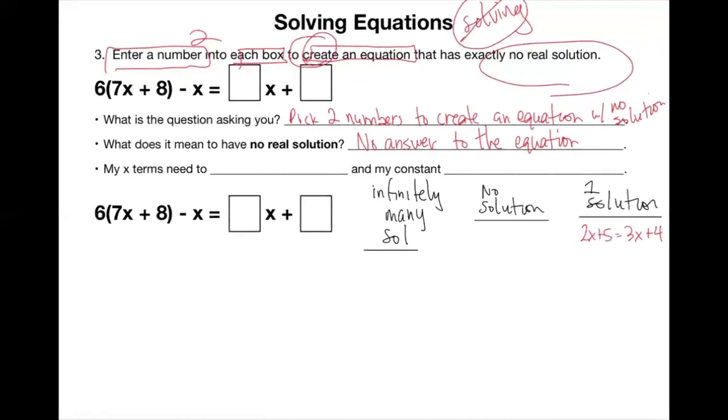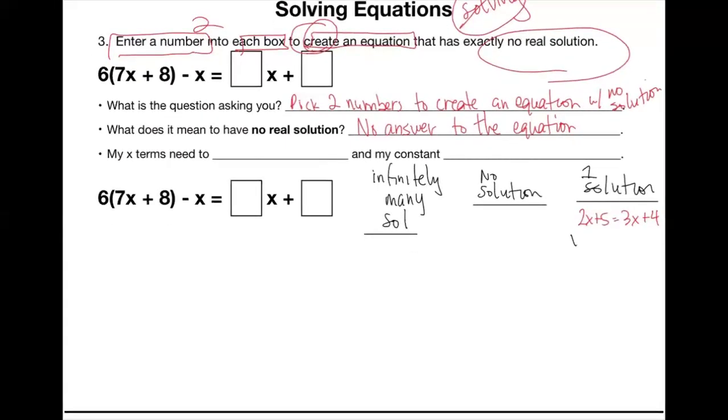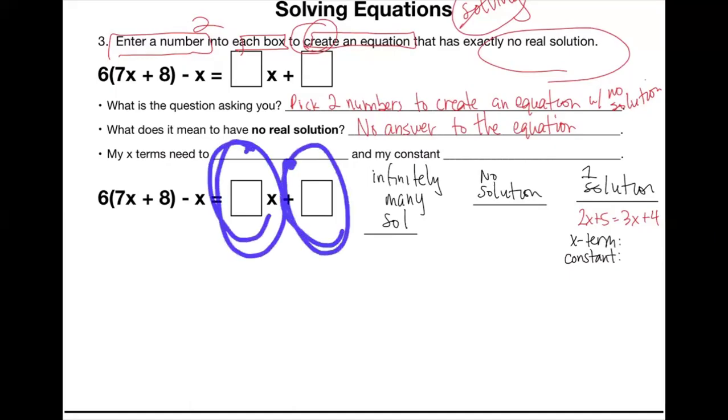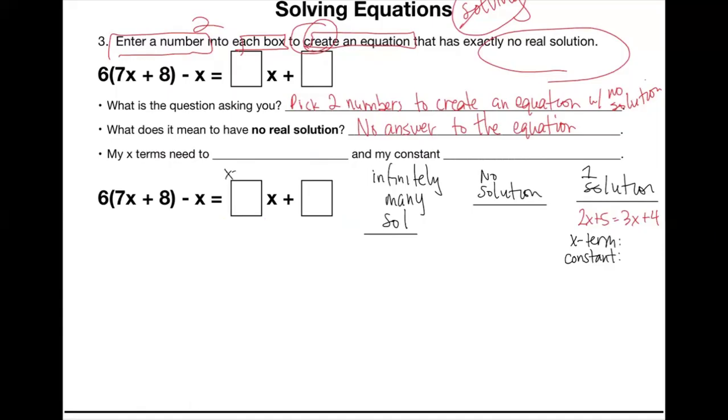And so I want us to focus in on why this is a one solution. We have our x term and we have our constant. So if we come over here, here is our x term. Here is my constant. I'm going to write it above there. It's my x term because it has x in it. This is my constant. Go ahead and write that down. And this is my constant, the number at the end.